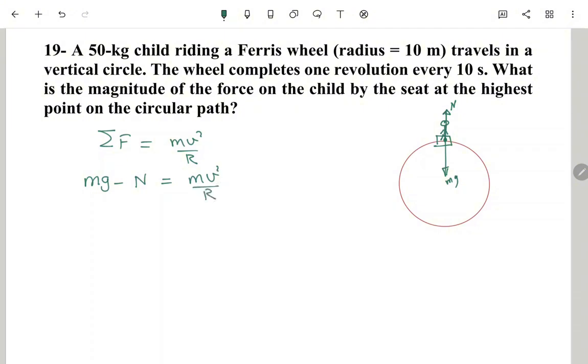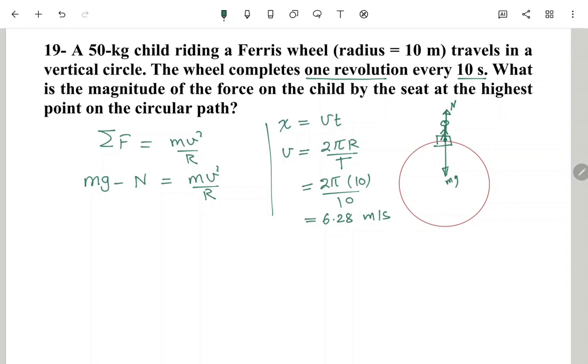Now to calculate v, remember from the equations of motion, x equals vt, and x is one revolution and t is 10 seconds. One revolution means v equals 2 pi r over t. When you calculate this, you will find v equals 2 pi times 10 divided by 10, or in other words, it's equal to 6.28 meters per second.